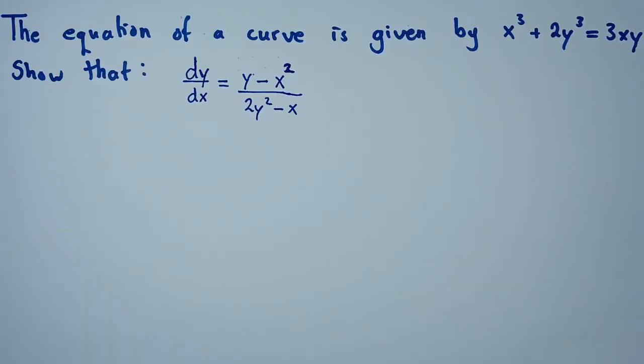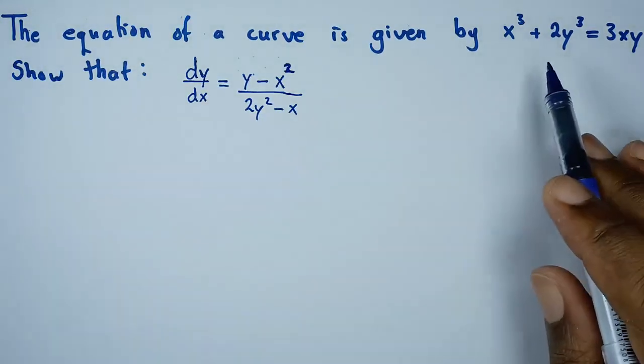Okay, so given this equation, how do we show that the derivative is given by this expression? It's important to note that we're going to use implicit differentiation simply because in our curve, we have both y and x.